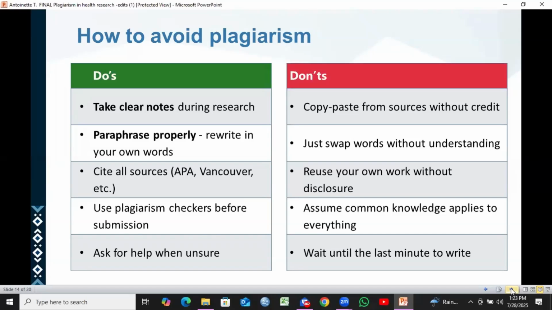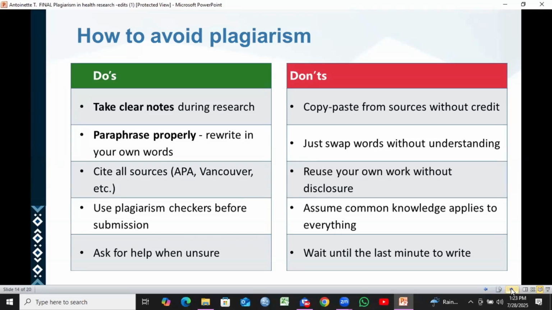Then for the don't, do not reuse your own work without disclosure. We saw this under the types of plagiarism. This is like self-plagiarism. Don't reuse your own work without proper disclosure, without letting the readers know that the work has been used before. Then use plagiarism checkers before submission. Like we have seen in the previous slide, the various plagiarism detection tools that could be used. Always use plagiarism checkers before submission.